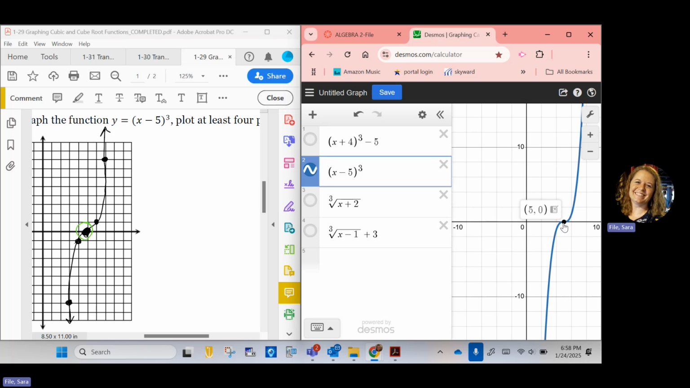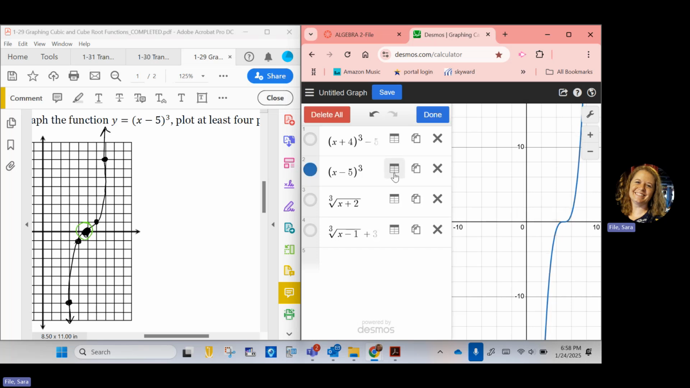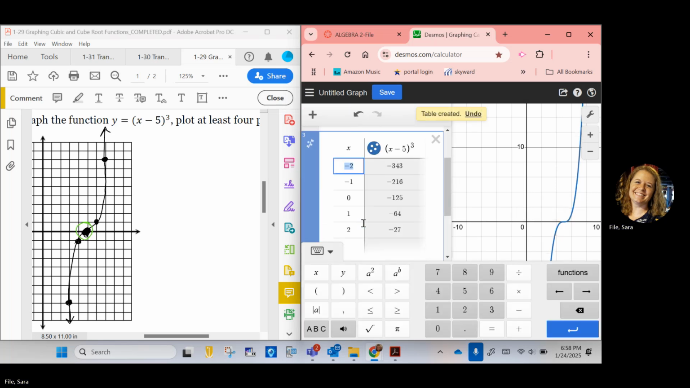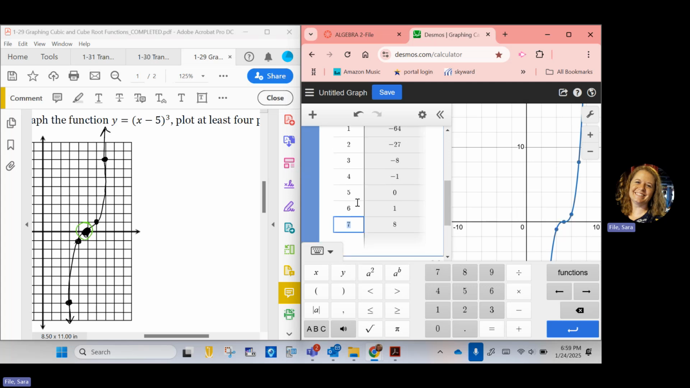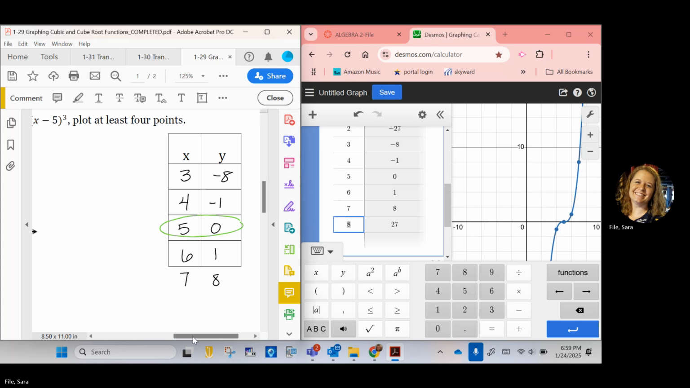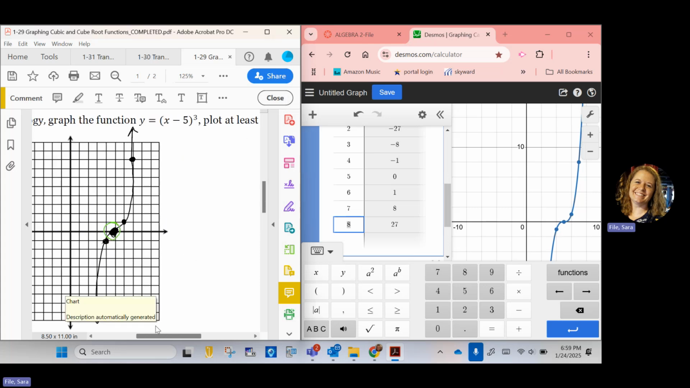So for my point of inflection, I'm going to come over here and add a table. I know I want that point of inflection and a couple points to the left and right, so I want 5 to be in the middle. I'm going to go 3, 4, 5, 6, 7. So I've got 3 to 7. Those are the 5 points that I put on my table here and that I plotted on my graph.